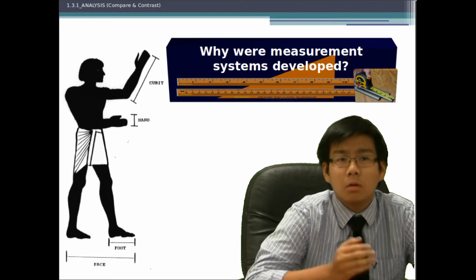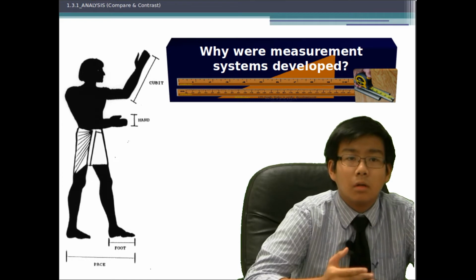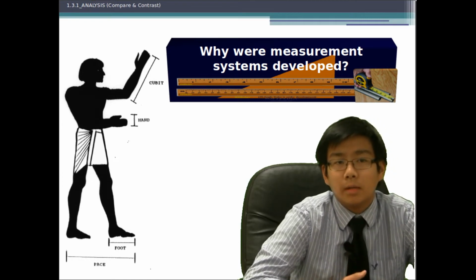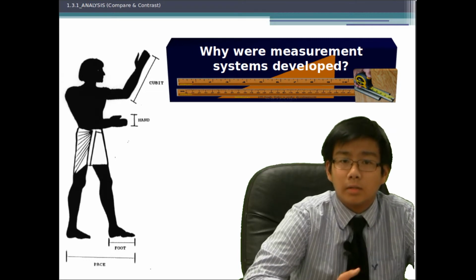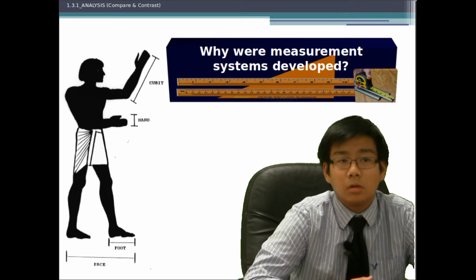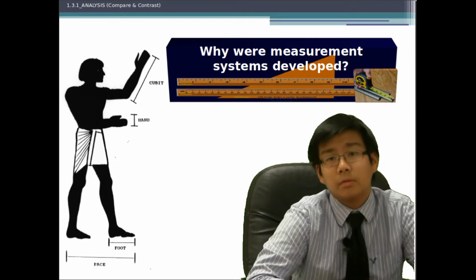Measurement systems were developed because of standardization, because everything would not be exact and objects, like buildings, would not be symmetric and identical. Measurement systems are also used for roads, for showing the measurements between one location and another.